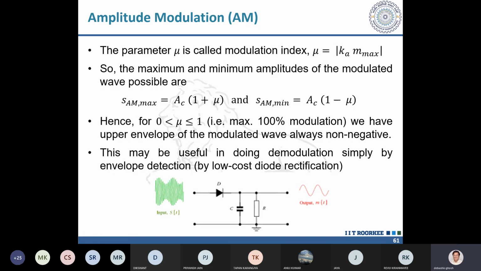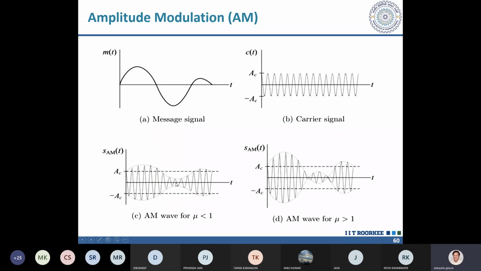Okay, so for mu, obviously 0 I will not take, because if I take 0, that means Ka is 0, that means there is no modulation. So obviously mu will not be 0. But if mu is taken to be maximum equal to 1, that is maximum 100% modulation, we have the upper envelope of the modulated signal wave always non-negative. That is what I have shown here in this picture. It is always non-negative. Okay.